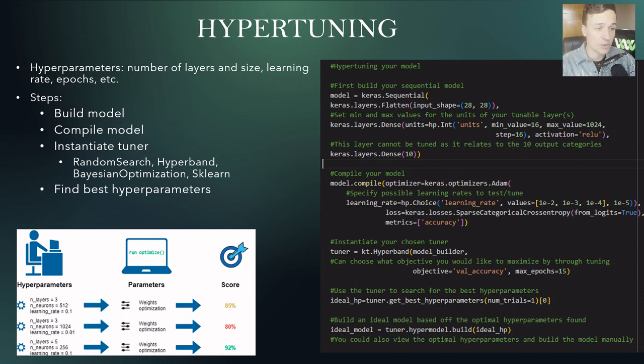passing it the same arguments as you would a regular model for training, like your training data, validation data, and optional callbacks. From there, we can find the optimal hyperparameters by using the tuner.get_best_hyperparameters and use this to manually build our ideal model. Or we can use the tuner.hypermodel.build function to automatically build a new model with our newly found ideal hyperparameters. With this optimized model, we can then train and apply it as usual.